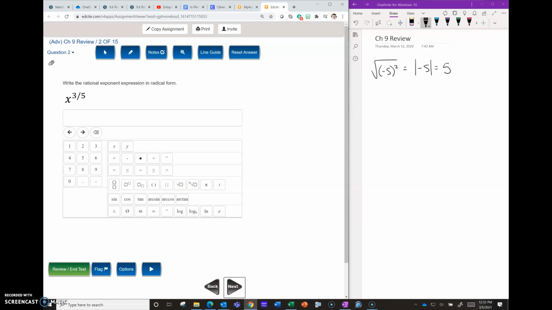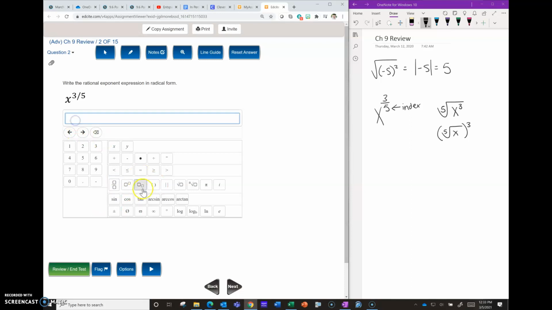Write the rational exponent expression in radical form. Remember that the bottom of that fraction is the index of the radical and the top number is the exponent. So this is the 5th root of x raised to the 3rd. The computer will accept this answer. The computer will also accept this answer. I feel like the top answer is easier to type in.